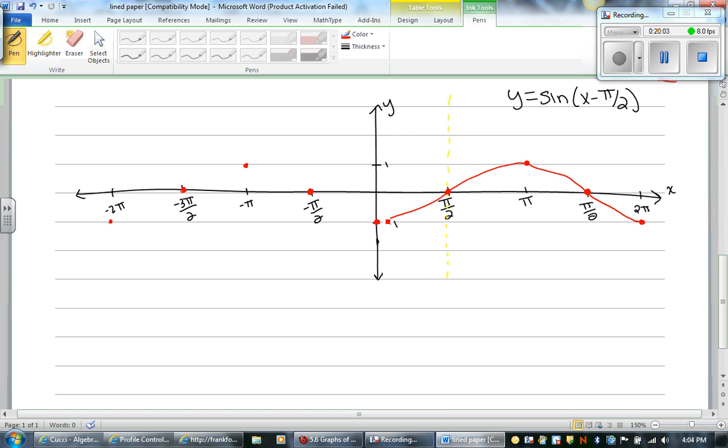Okay. So we're just going to sketch that in. So again, it's the sine curve. It's simply been shifted so that we're starting at pi over 2.